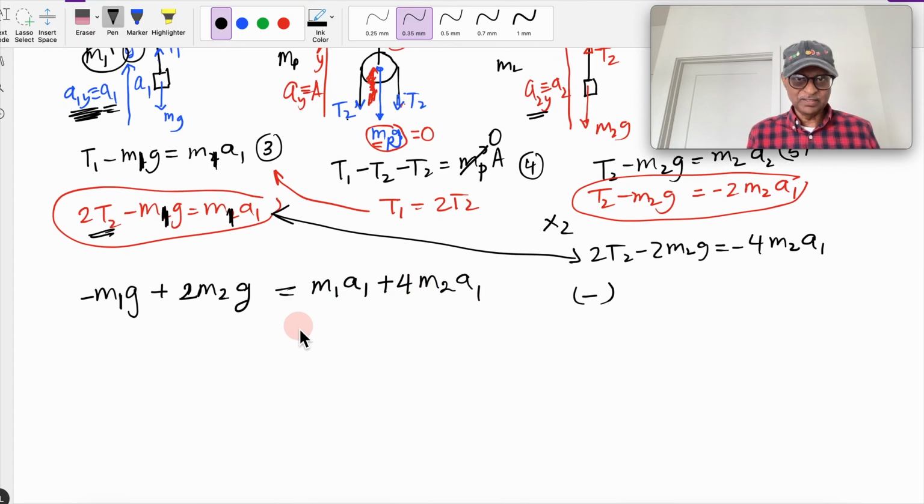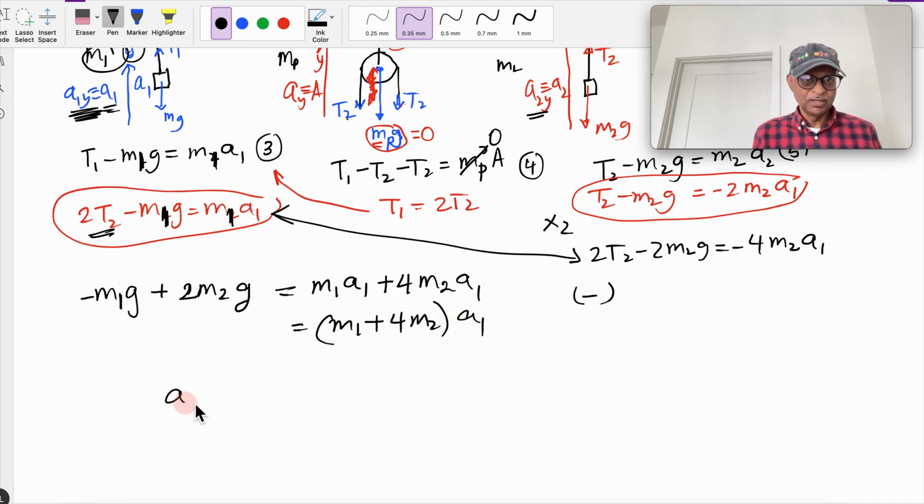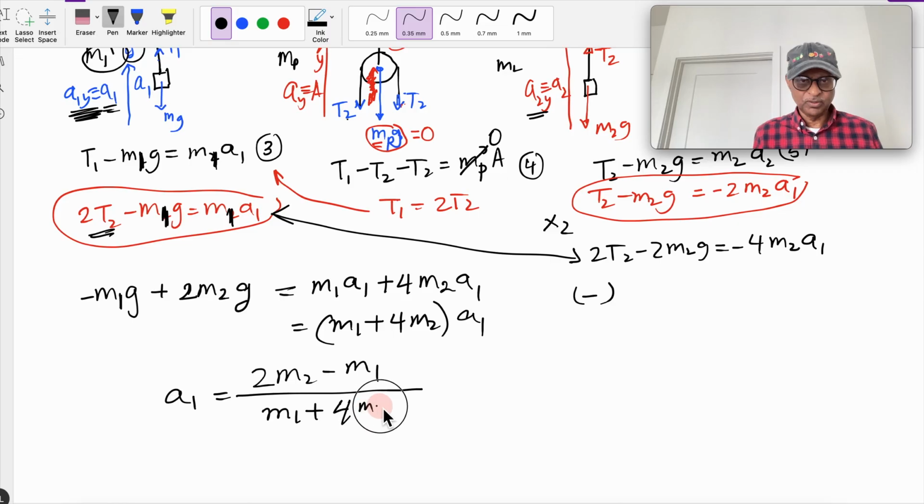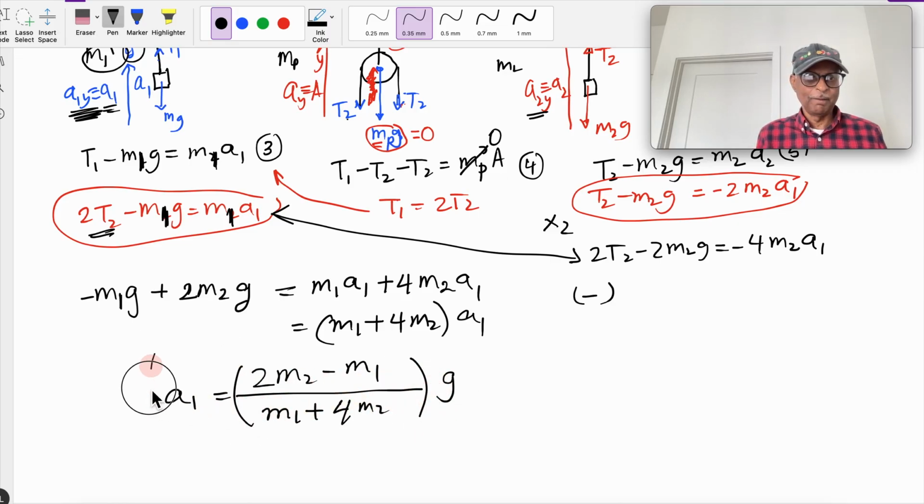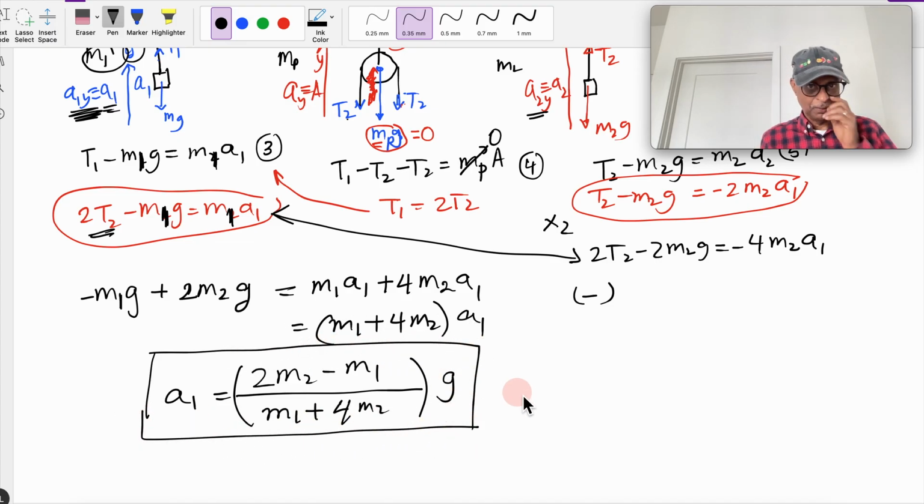So this side simplifies like M1 plus 4 M2 times A1. So A1 will be 2M2 minus M1 over M1 plus 4M2, the ratio of these masses, times g. Found A1.